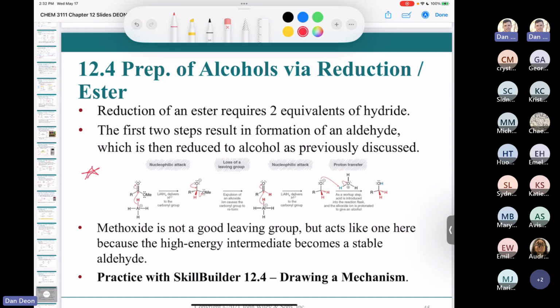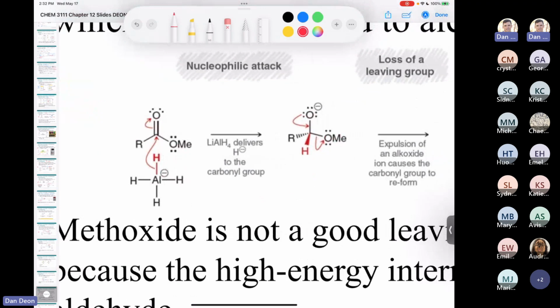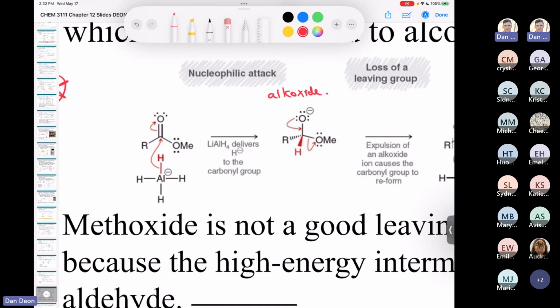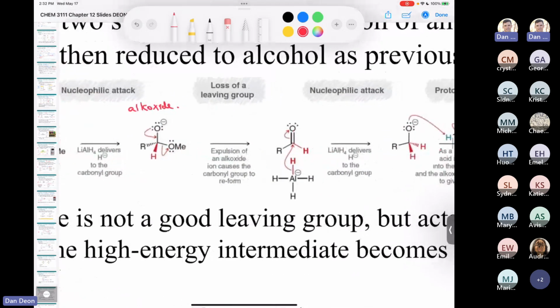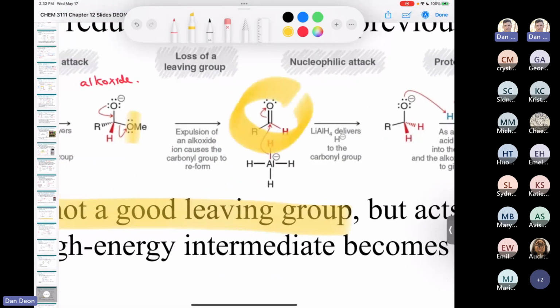This is a mechanism you definitely want to know. Let's take a look here. It's not meant to be mega complicated. The first step is just a nucleophilic attack. But once you make the alkoxide, it's going to eject methoxide as a leaving group. And you might think, well, that's not the best leaving group in the universe. Well, there's a good reason why that gets lost. It says here the methoxide is not a good leaving group, but because the high energy intermediate becomes a stable aldehyde. So we end up forming an aldehyde in the process.